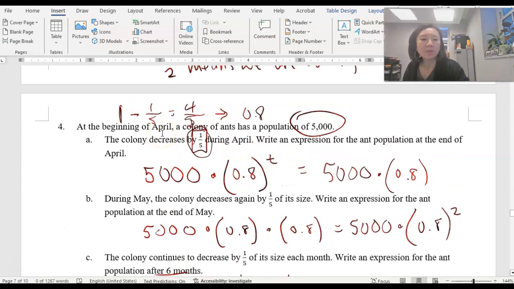So the thing to keep in mind and remember here is it's decreasing by 1/5, which means our factor is 1 minus 1/5, just to review that, which gives us 4/5 left. That's how much is left after the population decrease.